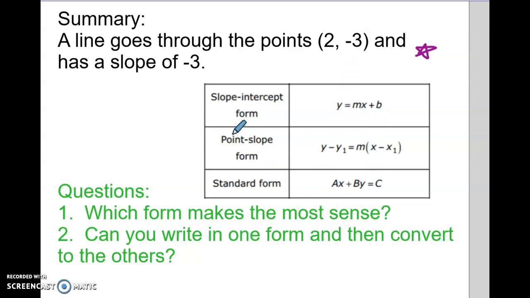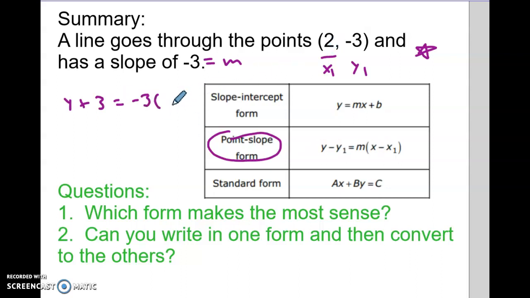Hopefully you identified point-slope is the best because we have a point, and any point we want can be x little 1, y little 1. We already have the slope of negative 3. So you can just write it right away. Minus negative 3 becomes a plus, equals our slope of negative 3, times x minus x little 1 of 2, and there's our answer. That's going to be a lot faster than any of the other forms. We could certainly convert it if we needed to, but it's just fast.